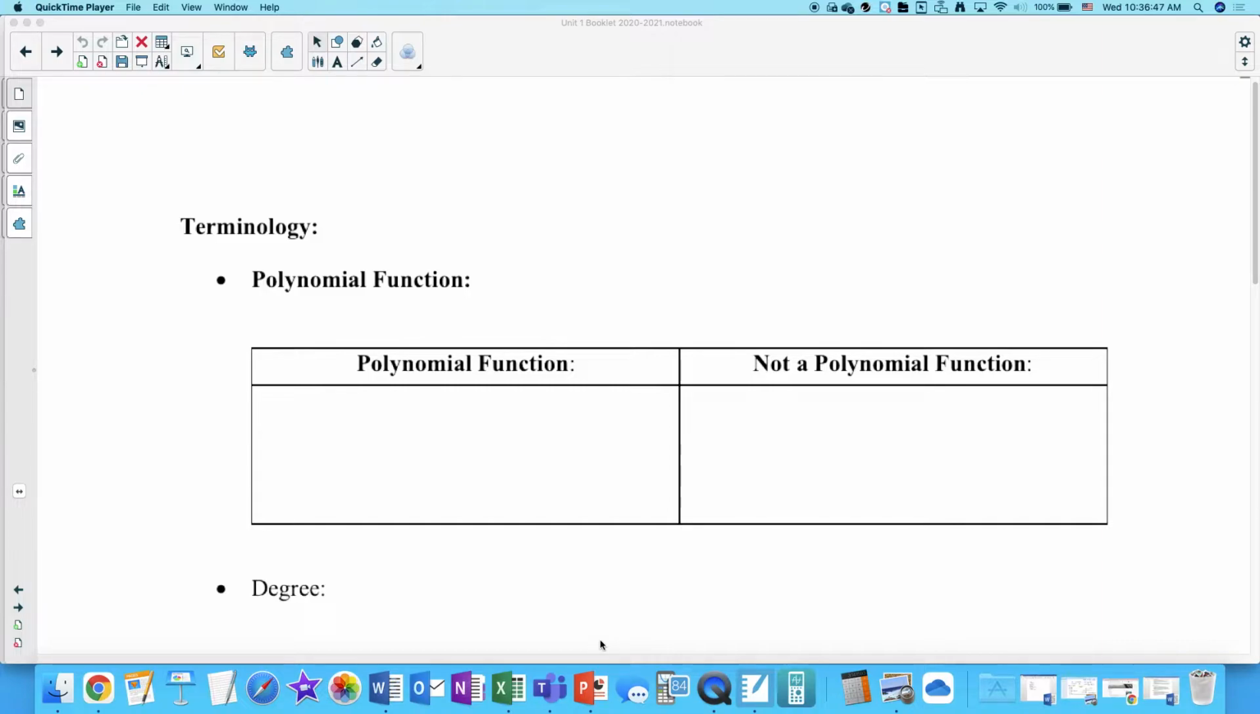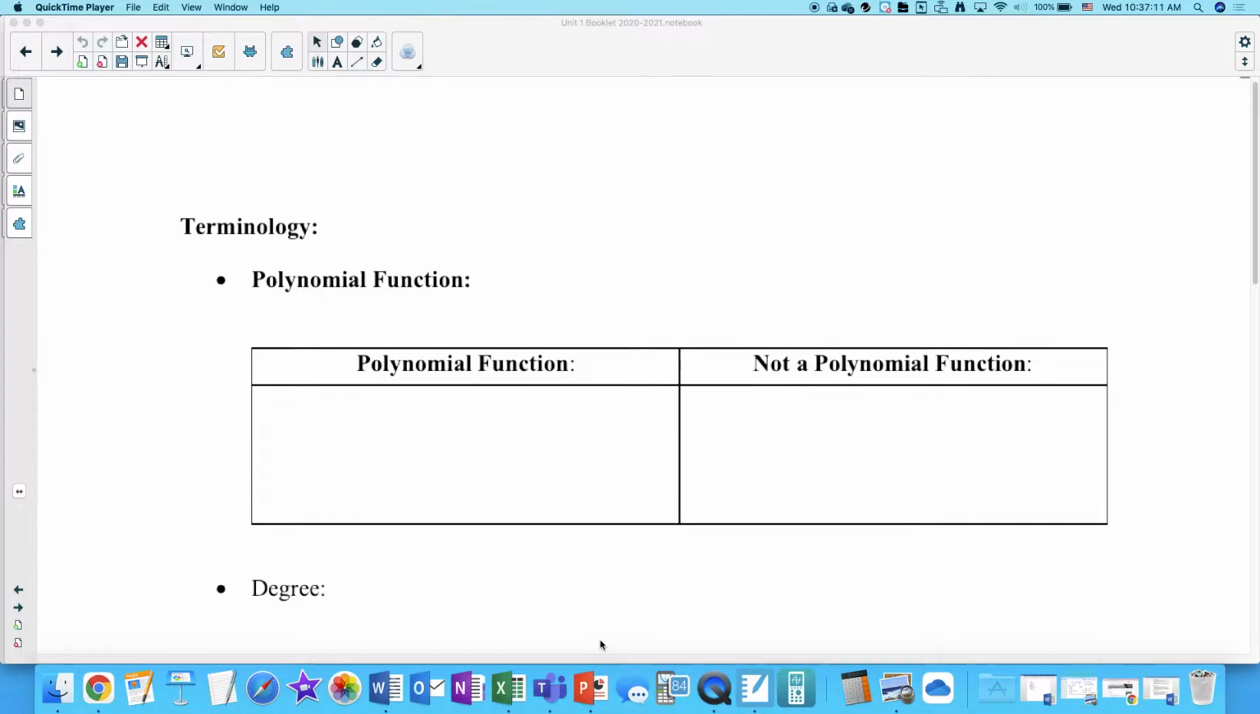I have a chart here. I'd like to put some examples and non-examples because when you compare what is a polynomial with what isn't a polynomial, sometimes that makes the definition really clear. Okay? So do you guys have any examples of a polynomial function? Yeah. 2x squared plus 3x minus 4. Yeah, so that is a polynomial.